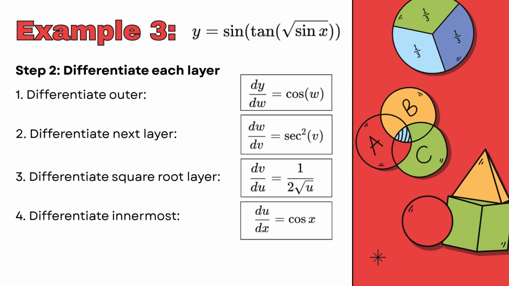For step 2, we differentiate each layer. To start, we focus on the outermost function, which is sine. The derivative of sine is cosine, so we write cosine of the entire inner expression unchanged. Next, we differentiate the function inside the sine, which is tangent. The derivative of tangent is secant squared, so we multiply by secant squared of the square root of sine x. After that, we differentiate the square root expression. We write the square root as the exponent 1/2, whose derivative becomes 1 over 2 times the square root of sine x. Finally, we differentiate the innermost function, sine x. The derivative of sine is cosine.